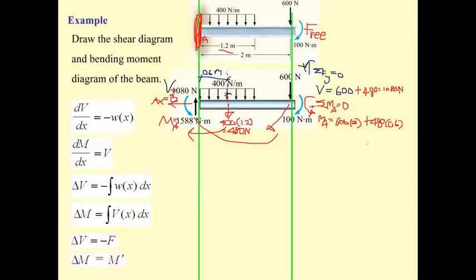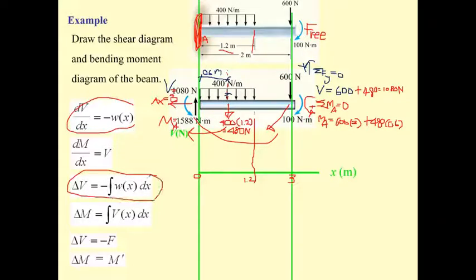Okay, next we draw the shear diagram. We put the X in the horizontal direction, and this is going to be 0 meter, and this one is going to be the point here. This is going to be 1.2, and this is going to be 3. By having these 6 equations, we will use this one, and this one for the shear diagram.